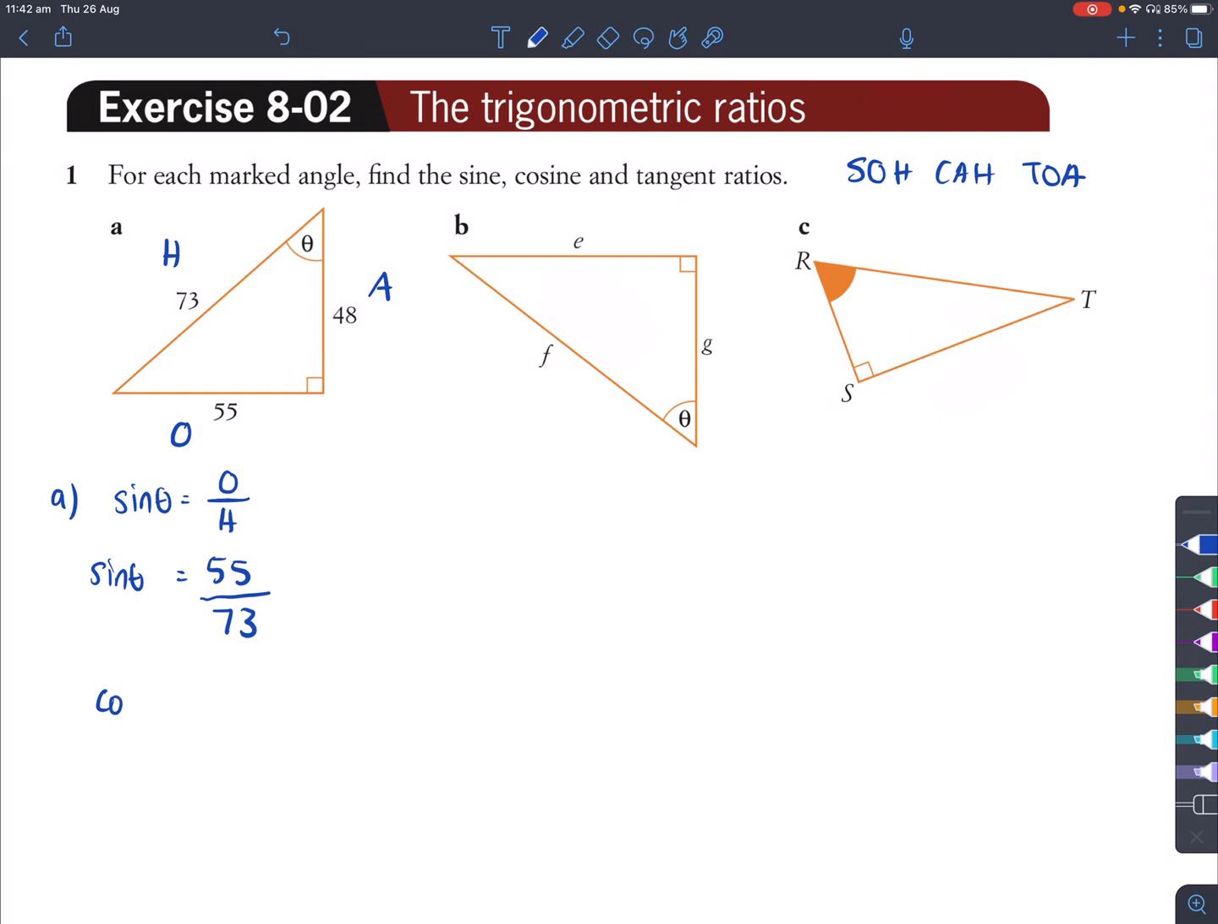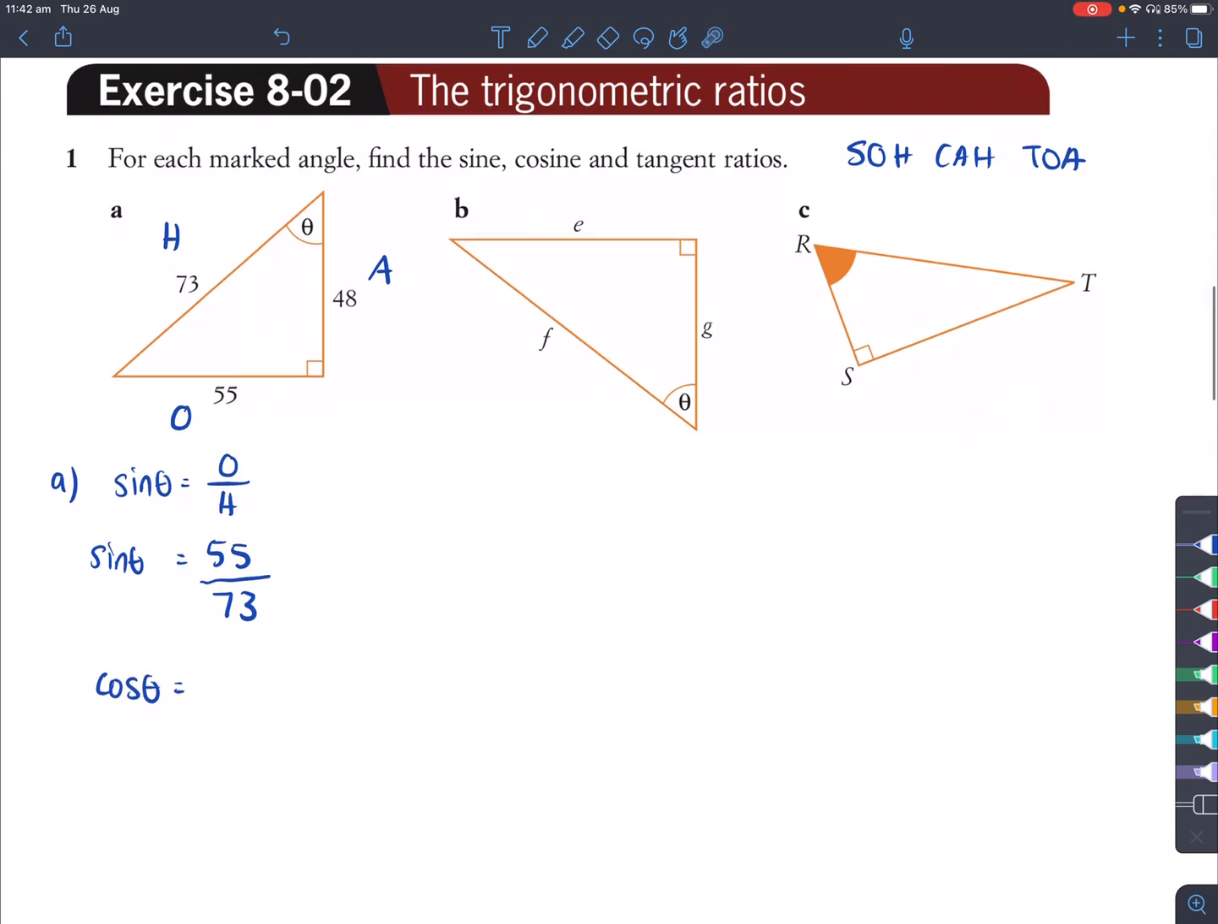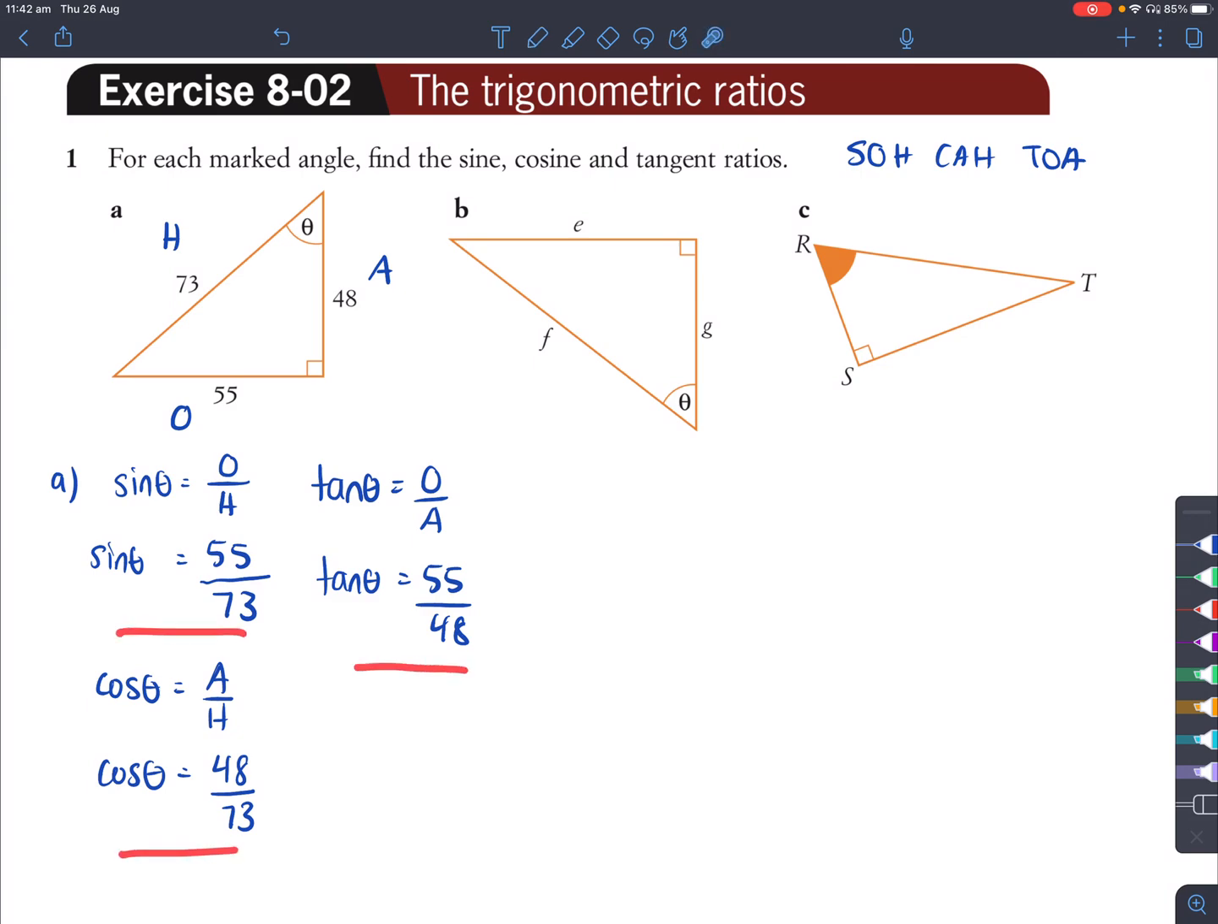Now, what if I found out what the cosine ratio is? The cosine ratio is adjacent over hypotenuse. So that means cosine theta, the cosine of this angle, is going to be the adjacent side, which is 48, over the hypotenuse of 73. Lastly, tan theta, or tangent of theta, is opposite over adjacent. And you can see that by sounding out TOA. So the opposite side in this case is 55, whereas the adjacent side is 48. And now we've got our three trig ratios for the first triangle.